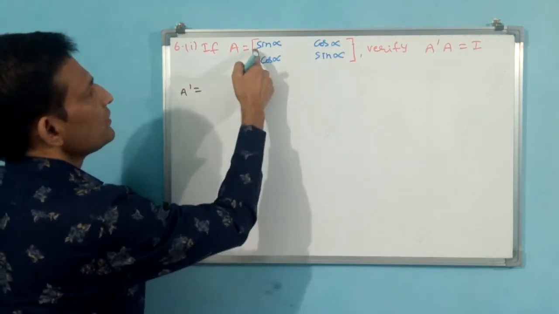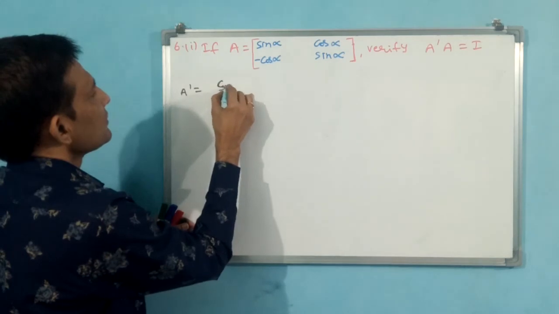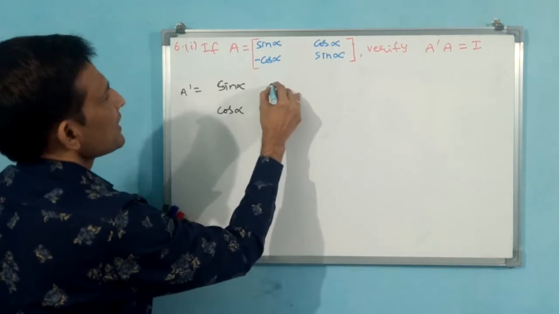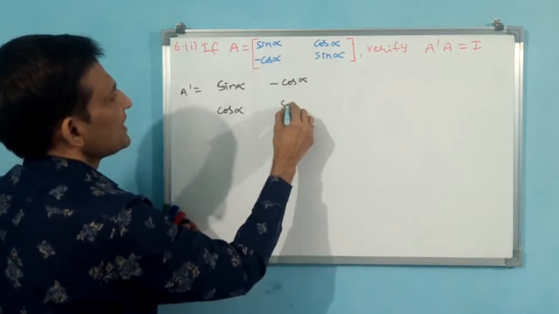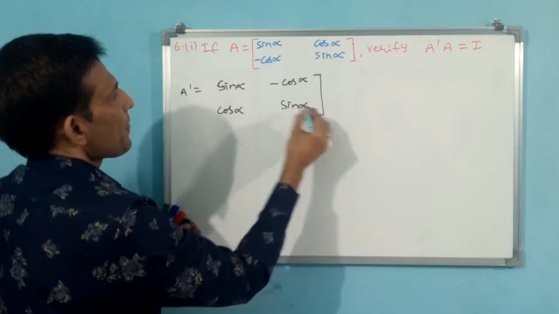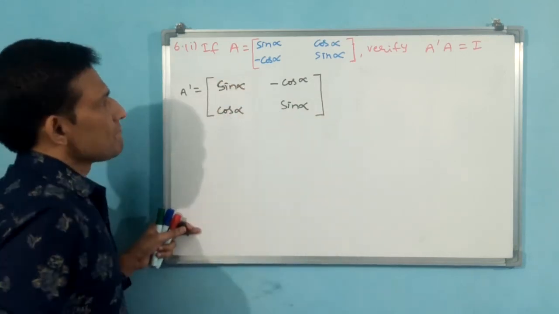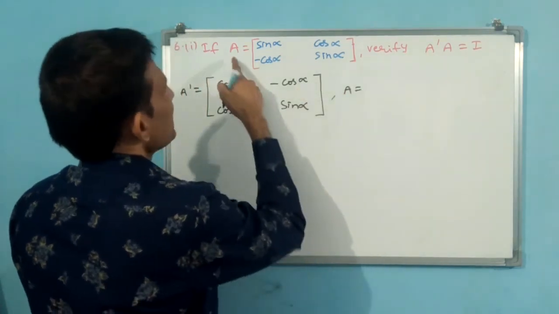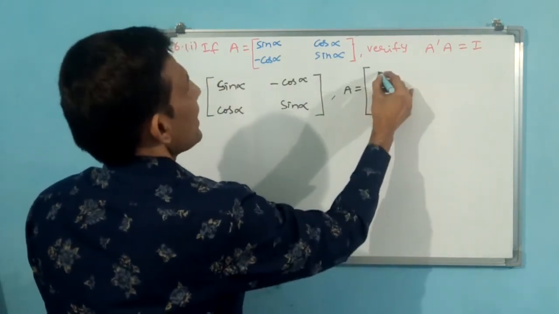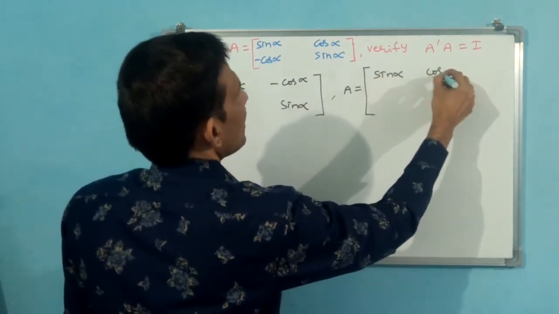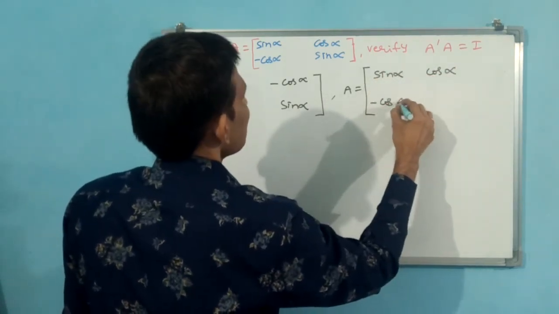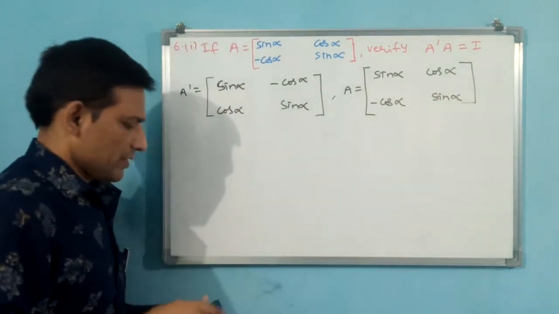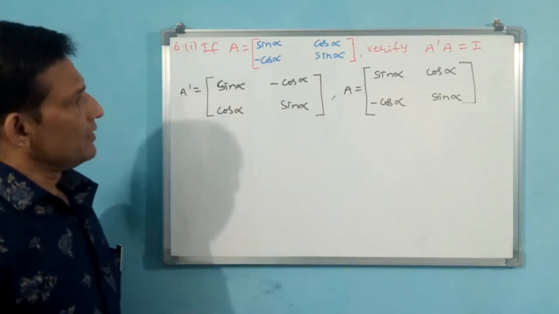A transpose is equal to, this first row is going to become the first column: sin alpha, cos alpha. This second row is going to become the second column: minus cos alpha, sin alpha. Now again you have to write A by the side, for multiplication easiness. Again you write sin alpha cos alpha minus cos alpha sin alpha. Now you do the calculation.